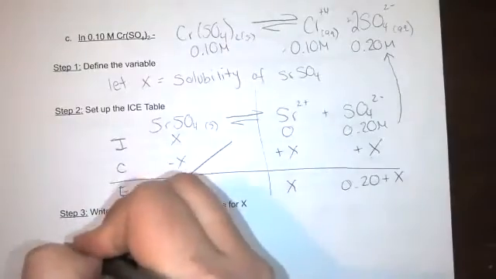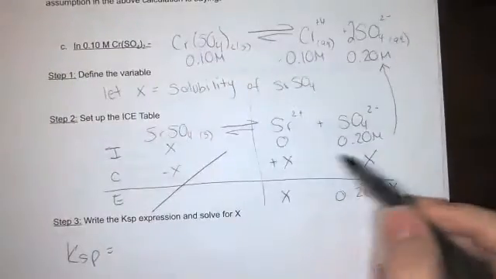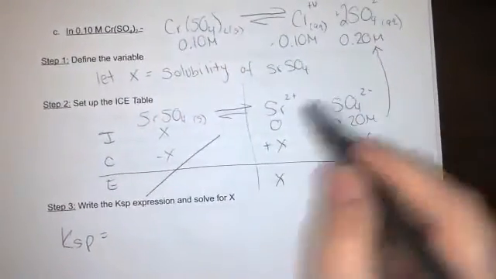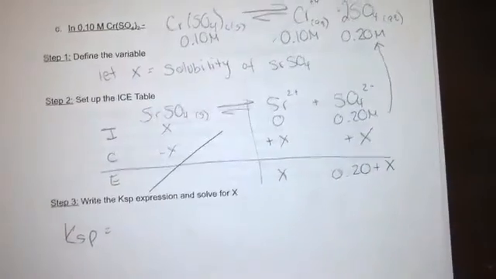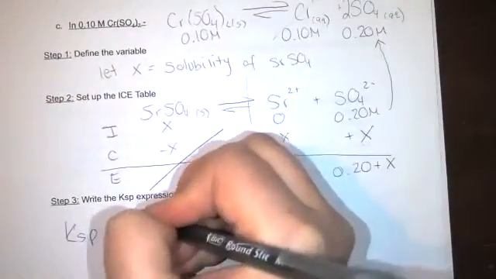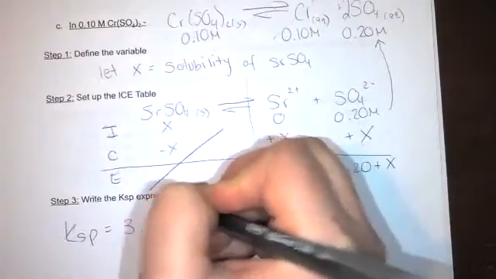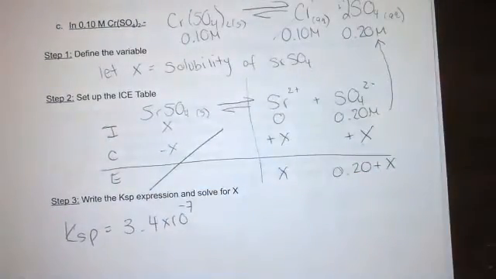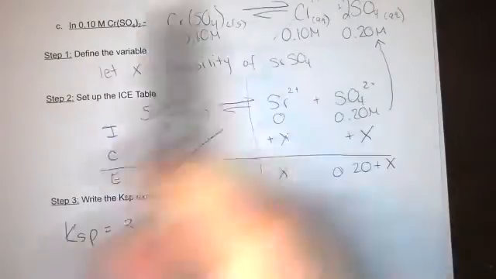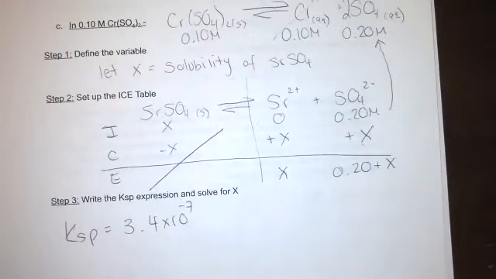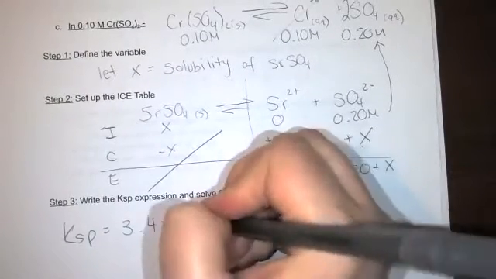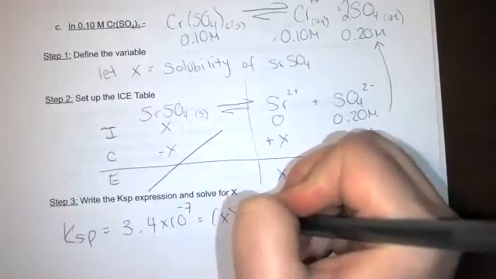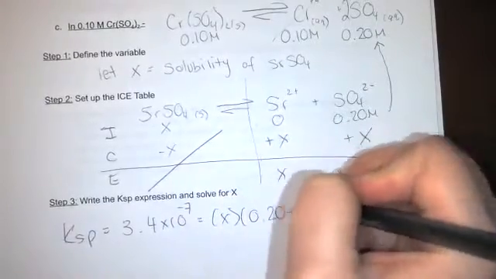So my KSP is multiplying these two together. No coefficients here, so I don't need to worry about exponents. But this will be still 3.4 times 10 to the negative 7. I have not changed the temperature, so no matter what I change my ions to, my KSP value will not change. It is now equal to x times 0.20 plus x.